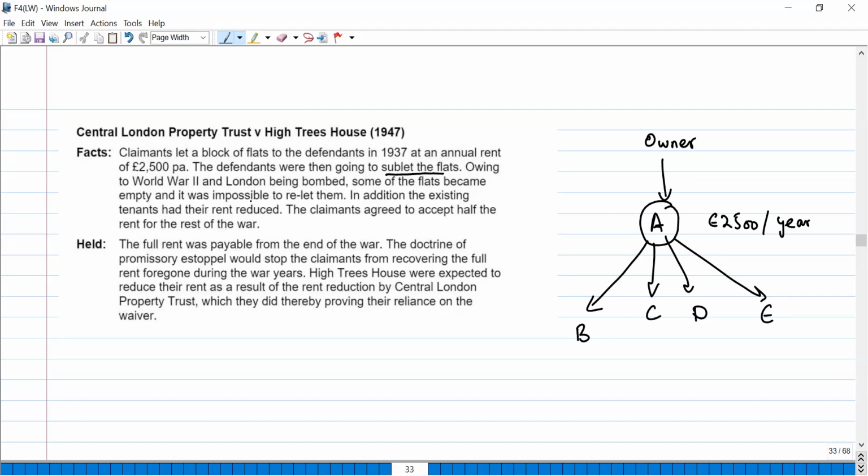Now in World War II, London was being bombed. Some of the flats became empty and it was impossible to relet them. In addition to existing tenants having their rent reduced, the claimants agreed to accept half of the rent for the rest of the war. So what happened was that the flats were in London, and at that time there was a world war going on. Because of the world war, it was very difficult; people were not living in London. So it was difficult to let the flats, basically to put the flats on rent. So he requested the owner to reduce the rent by half.